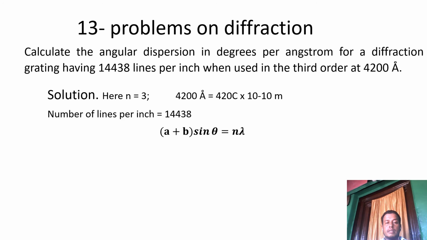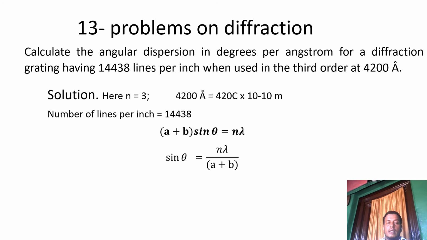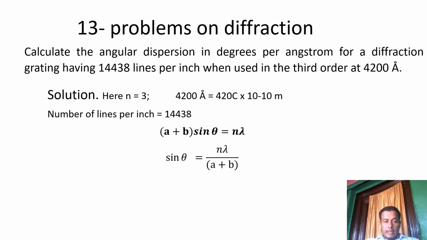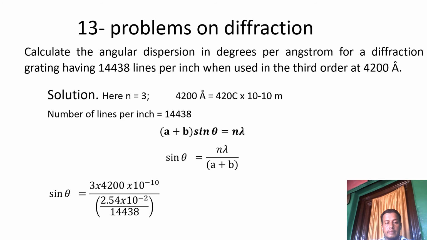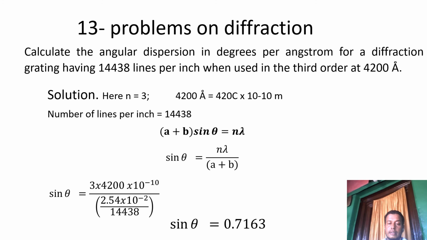But the formula we know is a plus b sin theta is equal to n lambda. So sin theta is equal to n lambda by a plus b. Putting these values, n is 3, lambda is 4200 into 10 to the power of minus 10. Per inch means 1 inch equal to 2.54 centimeter. Centimeter can be converted to meter, that is into the power of minus 2 meter, divided by 14438. On simplification we get the value of sin theta is equal to 0.7163.